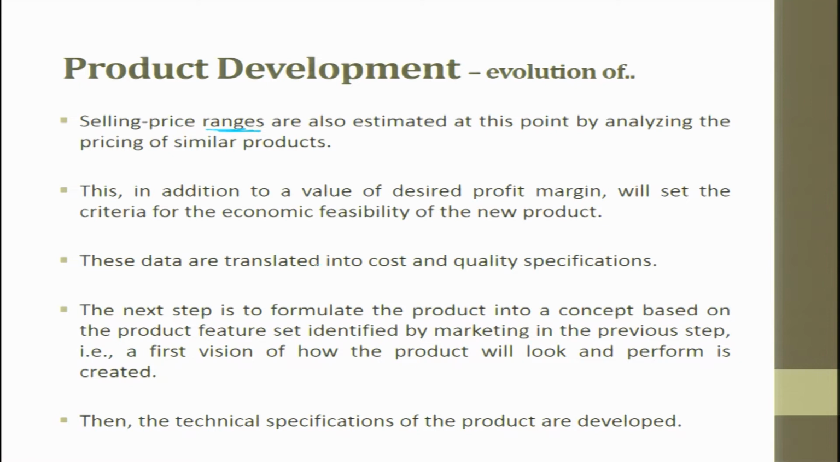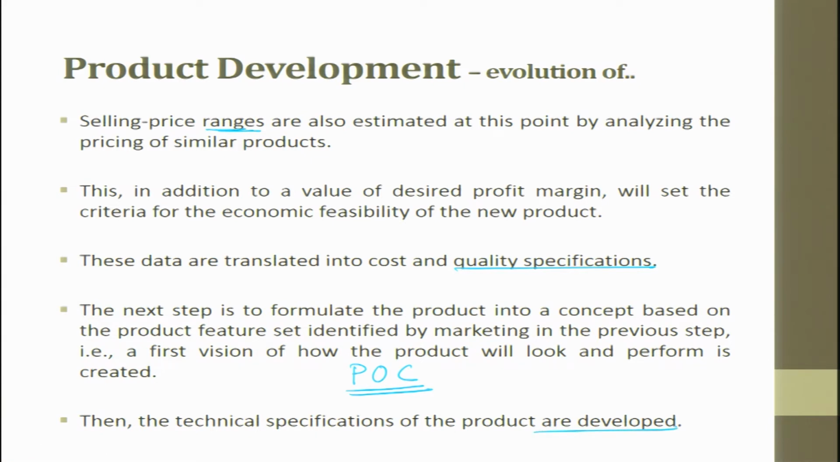The data are translated into cost and quality specification. These data, cost, is now translated into quality specifications. The next step is to formulate the product into a concept based on the product features set identified by marketing in the previous step. That is, a first version of how the product will look and perform is created. After getting all these things, you try to make a POC, proof of concept, and then show it to the people. Then the technical specification of the products are developed.